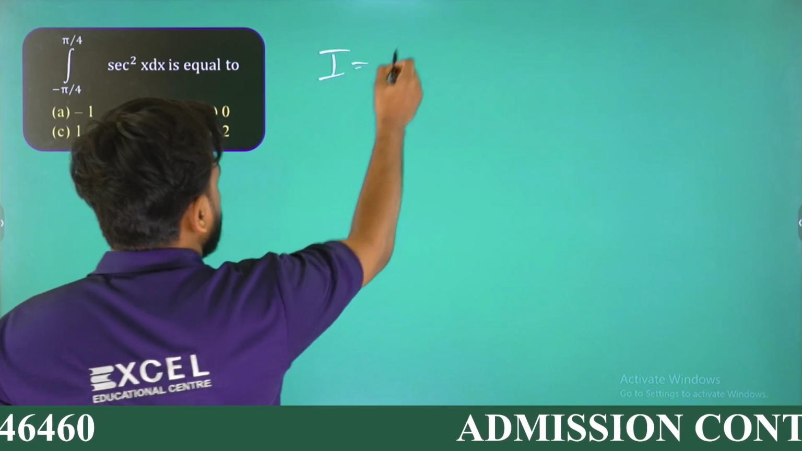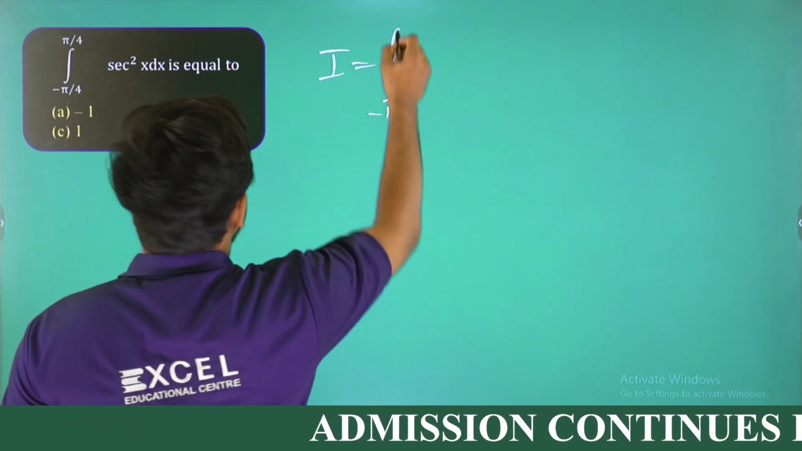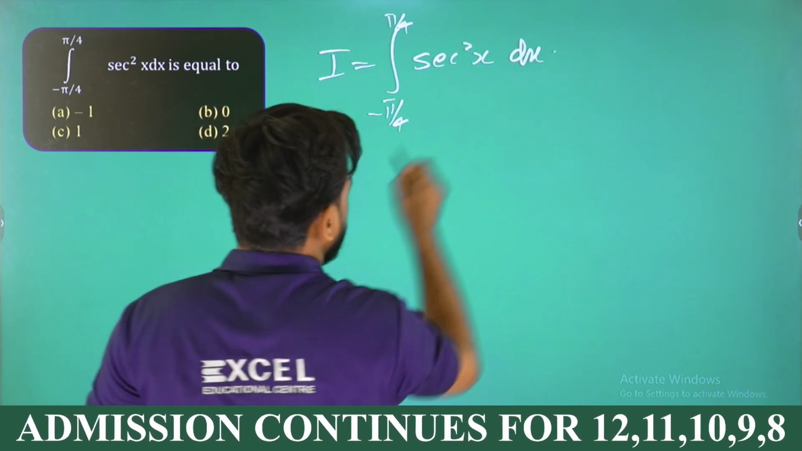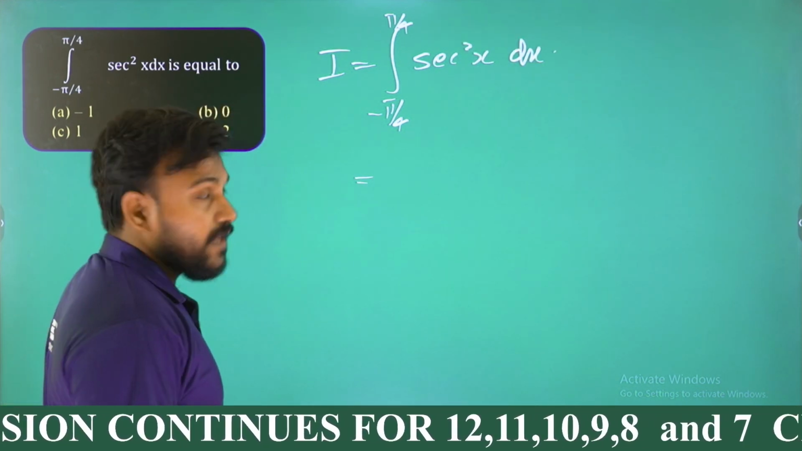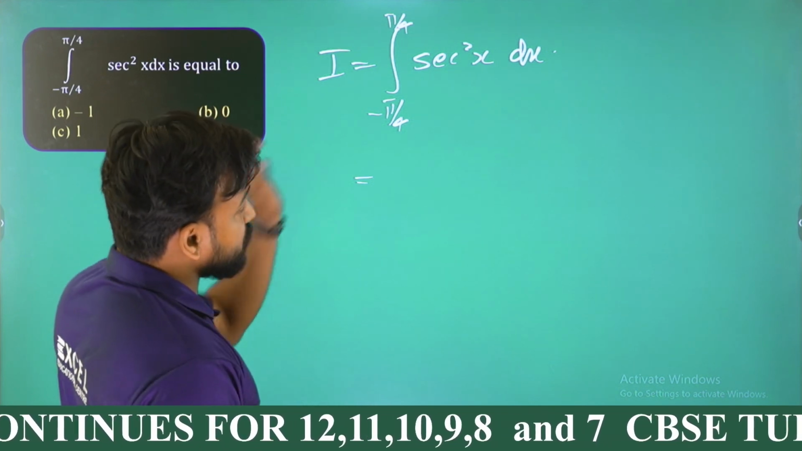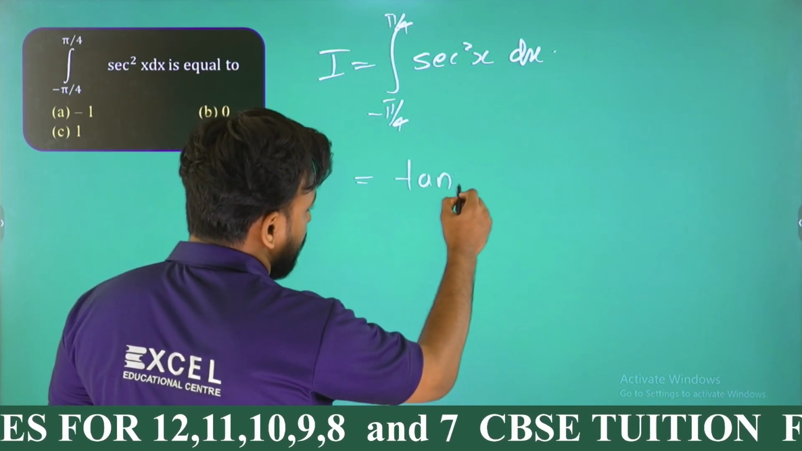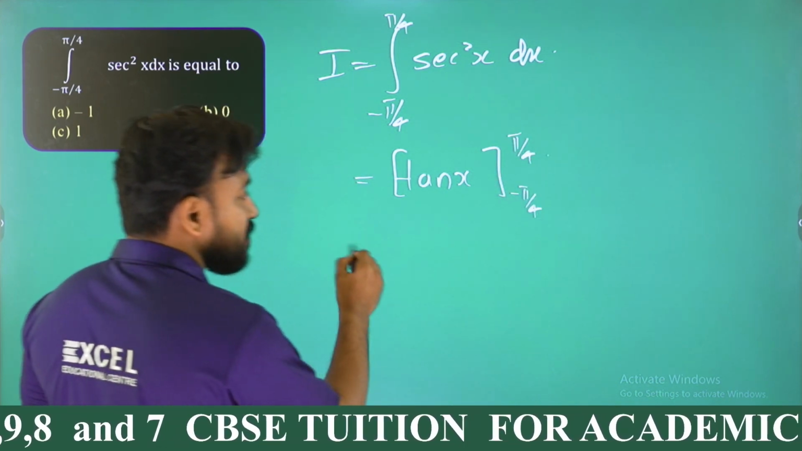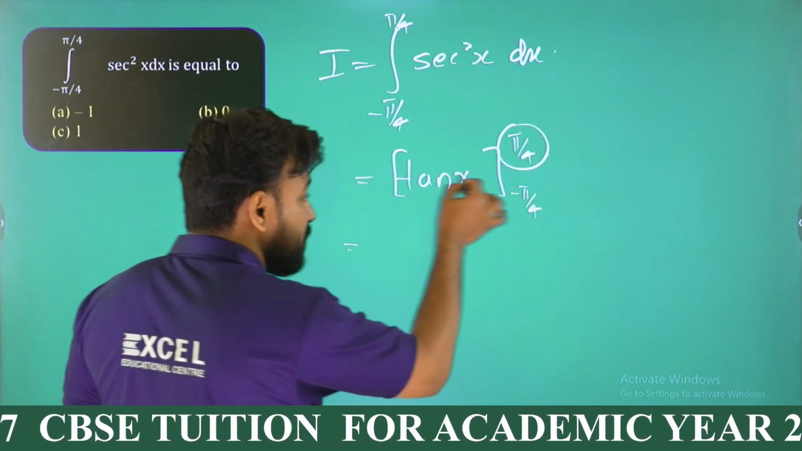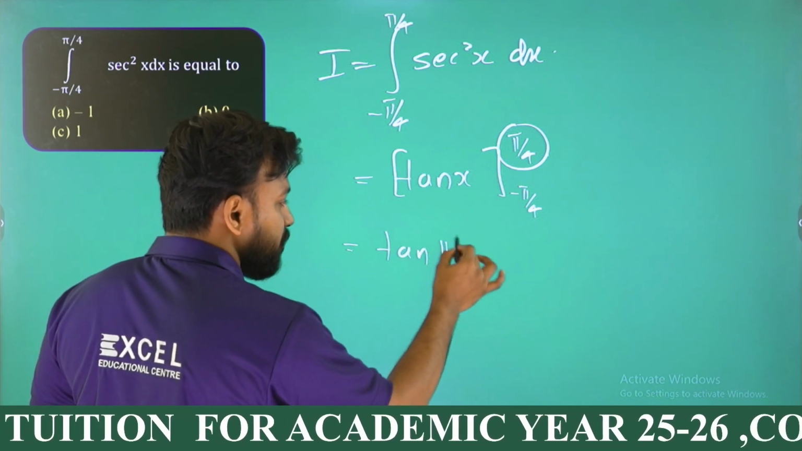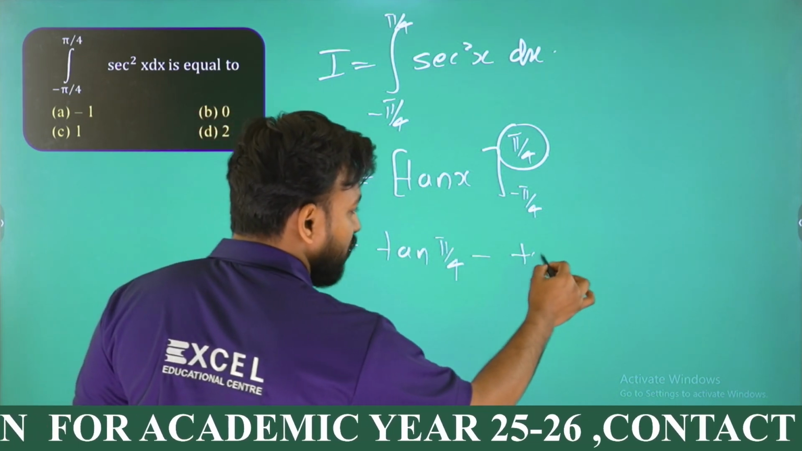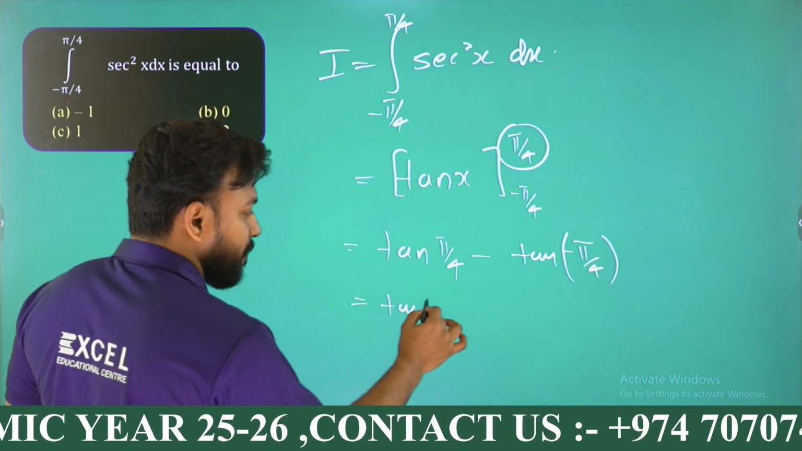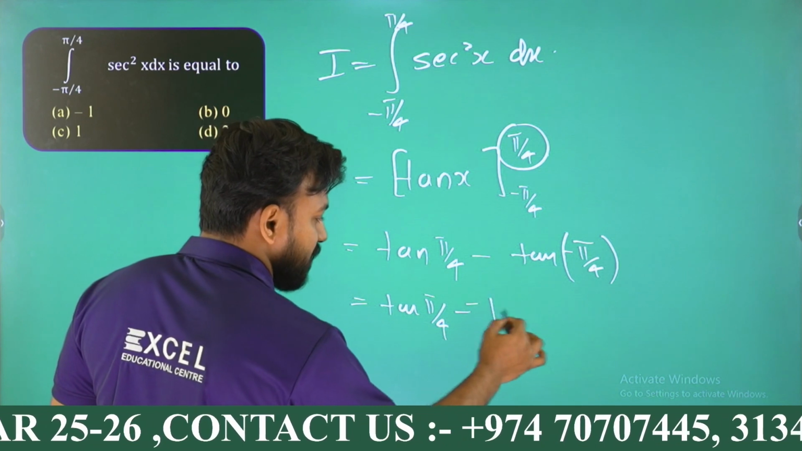So I is equal to integral from minus pi by 4 to pi by 4 of sec square x dx. First you integrate. Okay, it's just direct integration. Integral of sec square x dx is what? Tan x, with limits from minus pi by 4 to pi by 4. So first we have to apply the upper limit, tan of pi by 4, minus, apply the lower limit, tan of minus pi by 4. Tan of minus pi by 4 is what? Minus tan pi by 4.